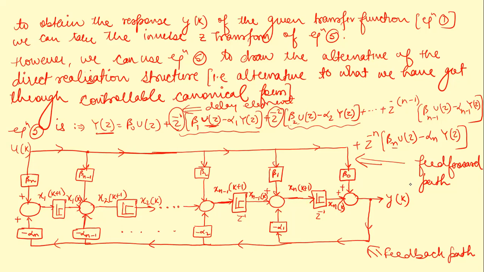system. For example, if you see xn k plus 1, it is equal to beta 1 into uk minus alpha 1 into yk plus xn minus 1 k. So let us write xn k plus 1. So it is equal to xn minus 1 k plus beta 1 uk minus alpha 1 yk, right?